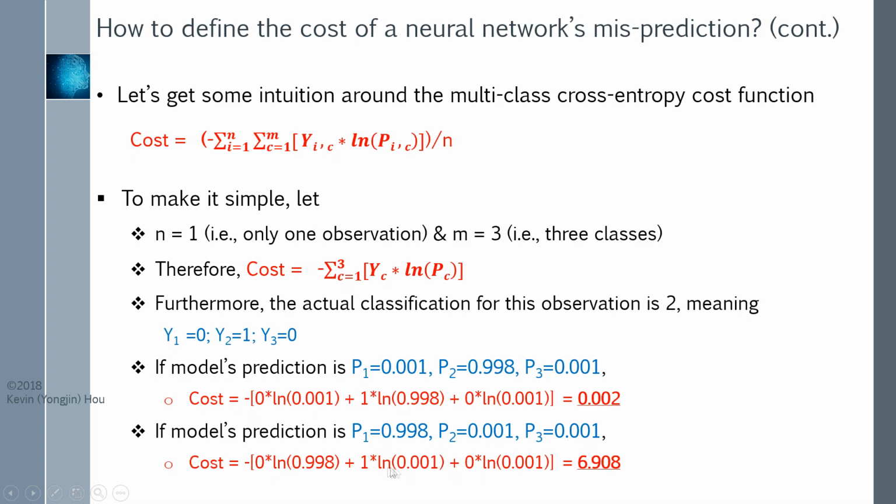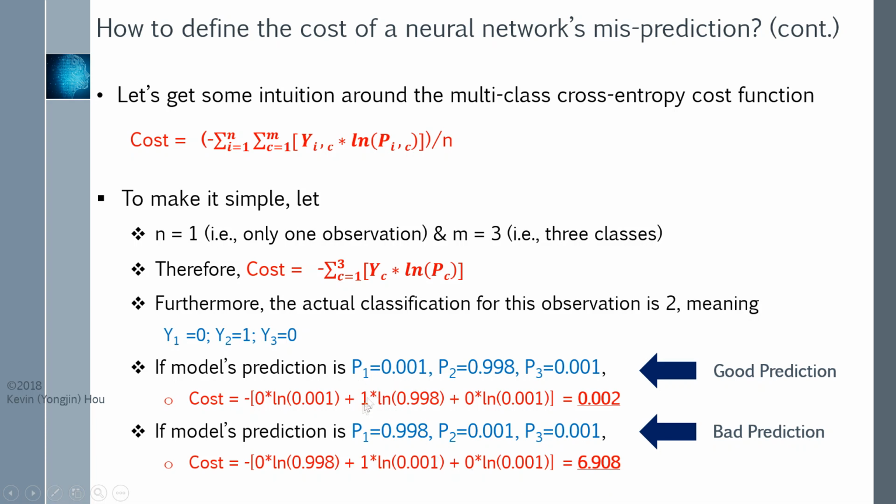With that, the overall cost will become this: 6.908. See, this one is much bigger than this one, because we can tell the first one is a good prediction, and with that, the cost is really low. And the second one is a bad prediction. With that, the cost is really high. That really achieves our purpose in using this kind of cross entropy cost function.